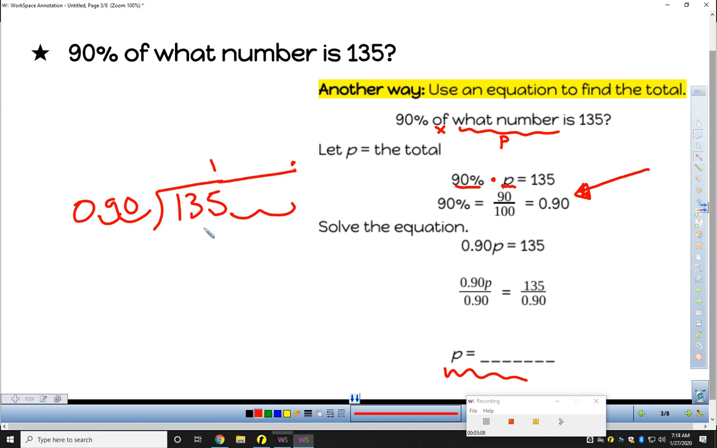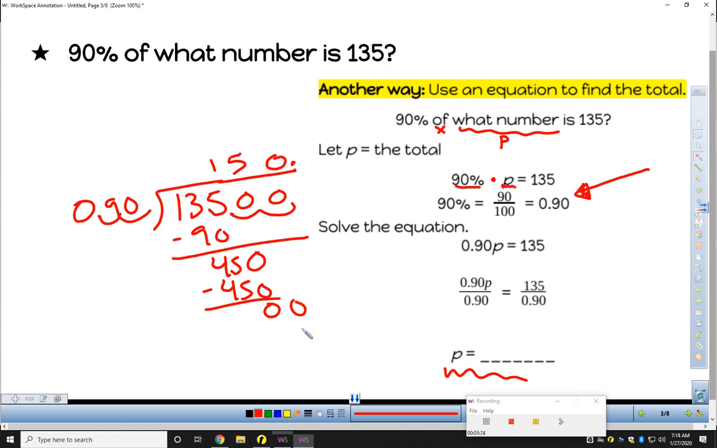90 goes into there once. That's 90. You're left with 45 and zeros in our empty pockets. How many 90s are in 450? That's 5. That's 450. Bring down my last 0. That's 0. Notice that I got the same answer, 150, that I did when I used the double number line. This one, to me personally, makes a little bit more sense. Okay? So the whole idea here is you set up the equation, and then you solve to get the variable by itself.